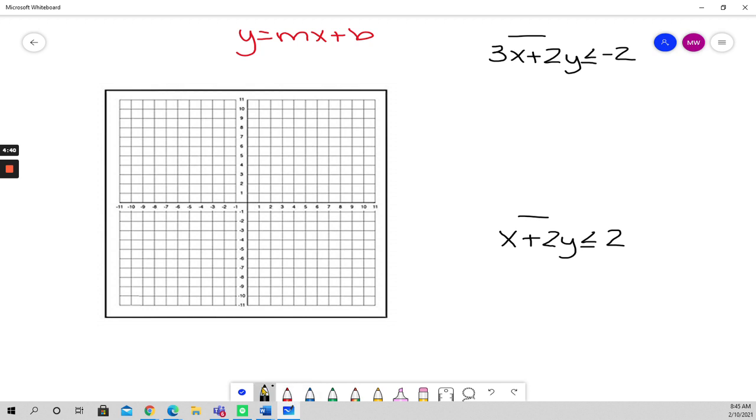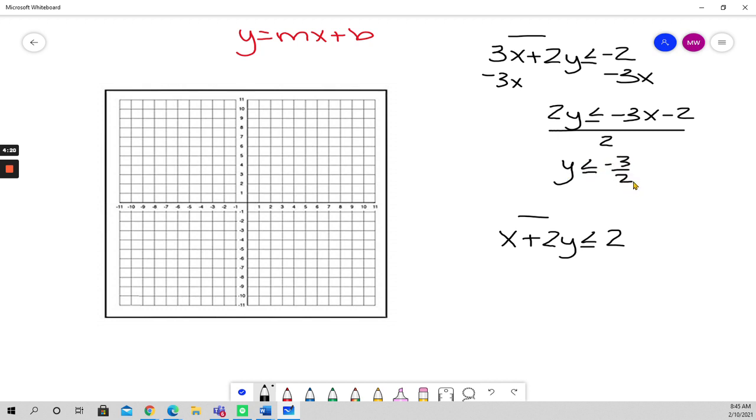First thing I'm going to do is subtract 3x from both sides. And I'm going to have 2y is less than or equal to negative 3x minus 2. I'm going to divide by 2. Y is less than or equal to negative 3 halves x minus 1. And I'm going to graph that the same way I would graph y equals negative 3 halves x minus 1.